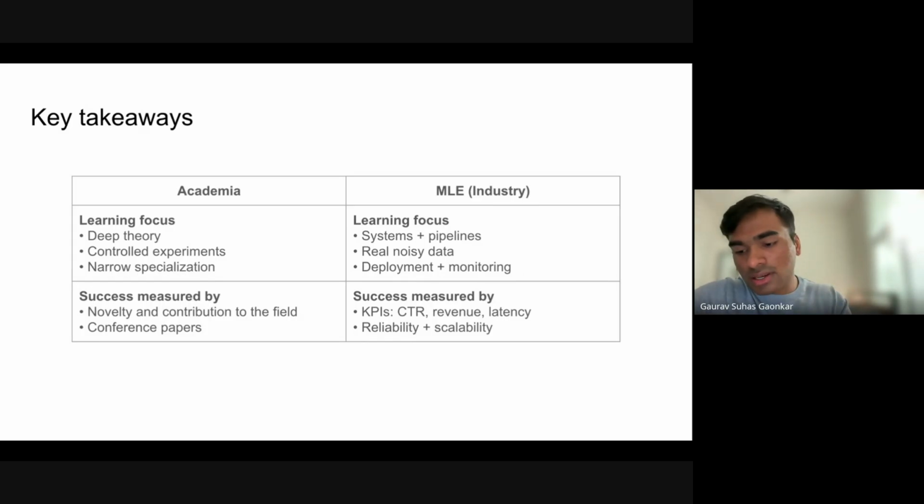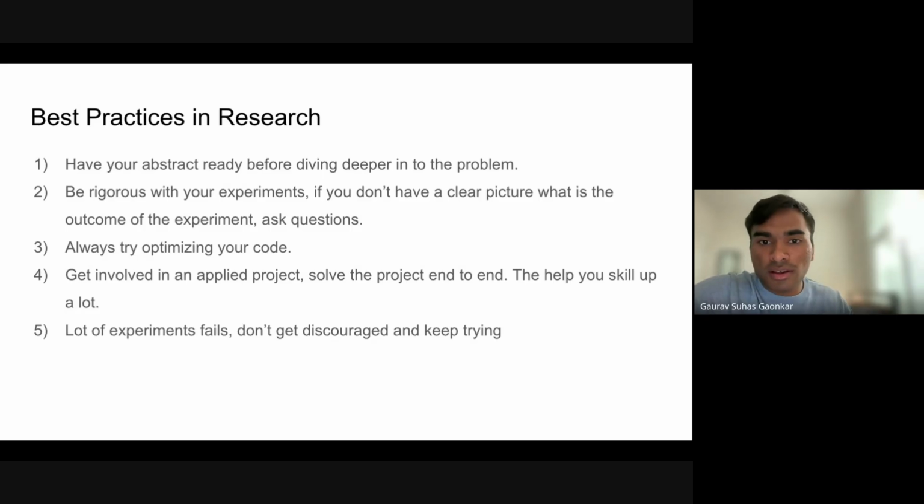To summarize, here's what I find are the best practices you could follow as a researcher. As I've already mentioned, have your abstract ready, be rigorous with your experiments, always try optimizing your code. If there is any chance in your research, I know it's not bringing much value to your research, but if you can optimize your code, that will really help you in the industry as well, as an MLE, and this is for sure, this will help you.